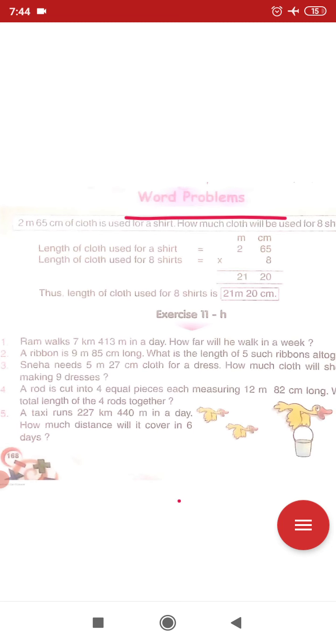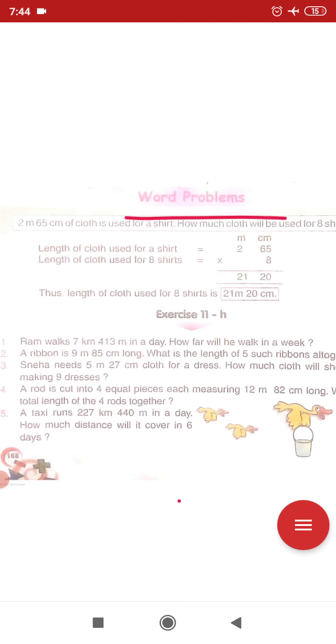And you all know that 1 week means 7 days. We need to convert a week into days. So 1 week means 7 days. And the distance covered by Ram or walked by Ram in 1 day is 7 kilometer 413 meter. So let's arrange this distance into 2 columns. Kilometer and meter. The number of kilometer is 7 and meter is 413. So this is the distance covered by Ram in 1 day.